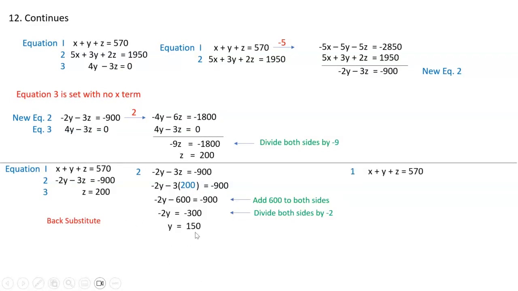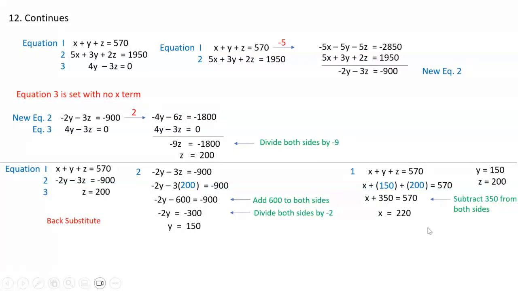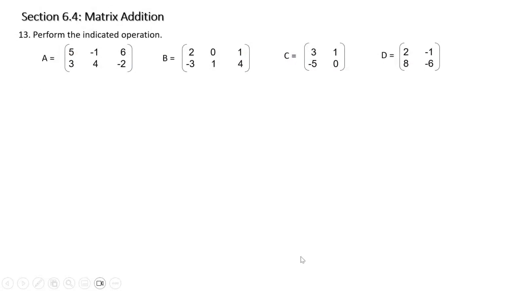I have the value for y, I have the value for z, right? So now I go to equation 1 and plug in 150 for y and 200 for z, right? So then I subtract 350 from both sides, and I found the value for x. So what's my answer? 220, 150, and 200, right? But the x represents adults, the y represents teenagers, and the z represents preteens. We have 220 adults, 150 teenagers, and 200 preteens. That's my solution. Okay, now we're doing 6.4.